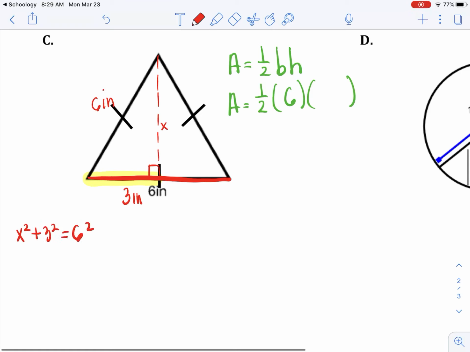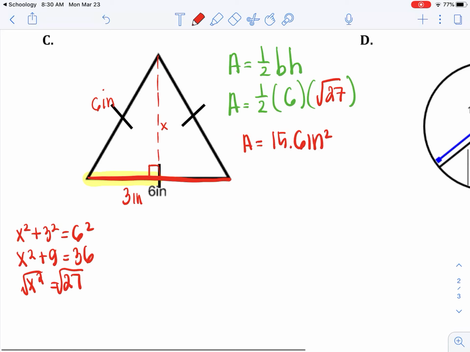X squared plus 3 squared equals 6 squared. X squared plus 9 equals 36. X squared equals 27, square root. Once again, you don't have to simplify the square root of 27. I'm just going to put square root of 27 right here because I'm going to end up putting it in my calculator. I get area is equal to 15.6 inches squared.